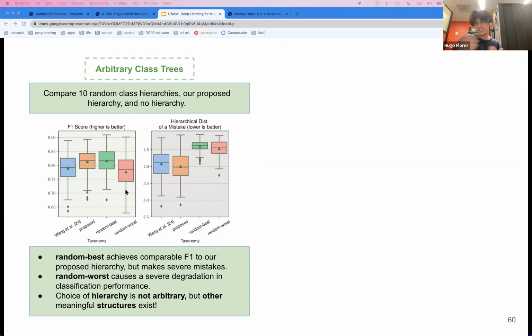And the worst one did worse than the baseline. So there's a mixed conclusion to get out of this, but what we found was the choice of hierarchy was not arbitrary, so you can't just pick a random hierarchy and assume that it's going to work. But there are other meaningful structures. There are other ways to organize instruments that we could use to our advantage. And this is something that I want to explore in future work.